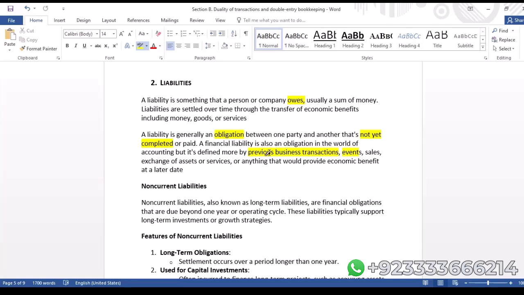And now we are going to use the assets we have taken, the goods we have taken on credit, to earn money at a later date. But because we have taken goods from the supplier, we will have to pay them. Until we have paid them, it is an obligation not yet completed. Till we have paid them, it is a liability for us.